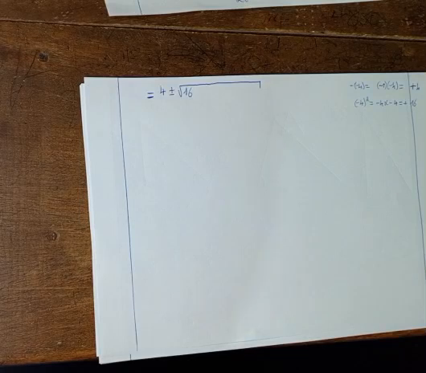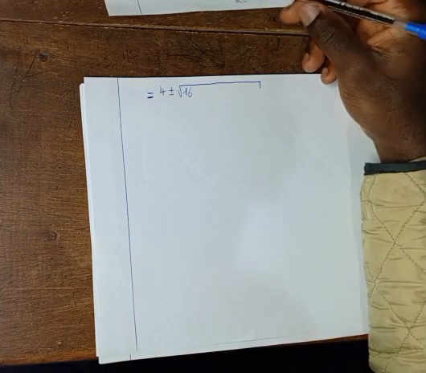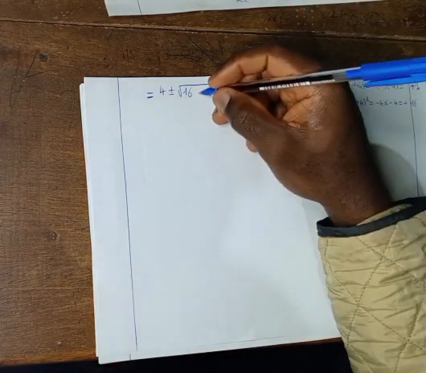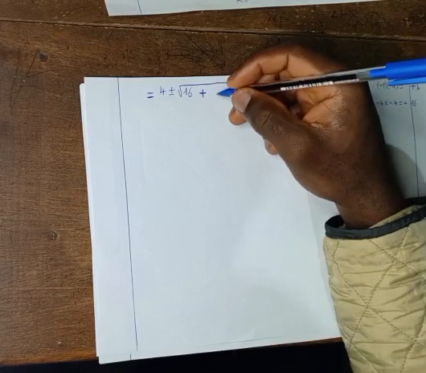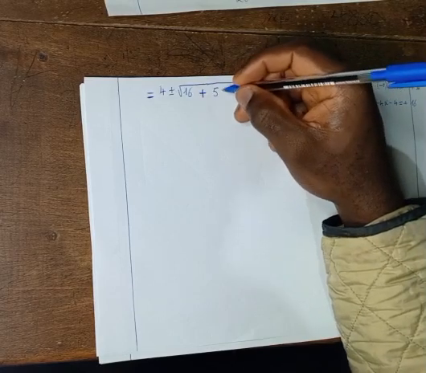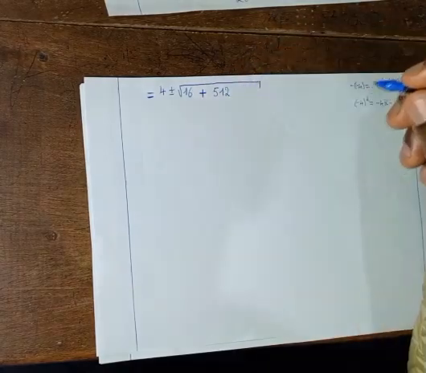Then next we have negative 4. We have to multiply negative 4 by 128. So this will simply give us, we are multiplying two negative numbers, so the resulting sum will be positive. So this will give us 512.